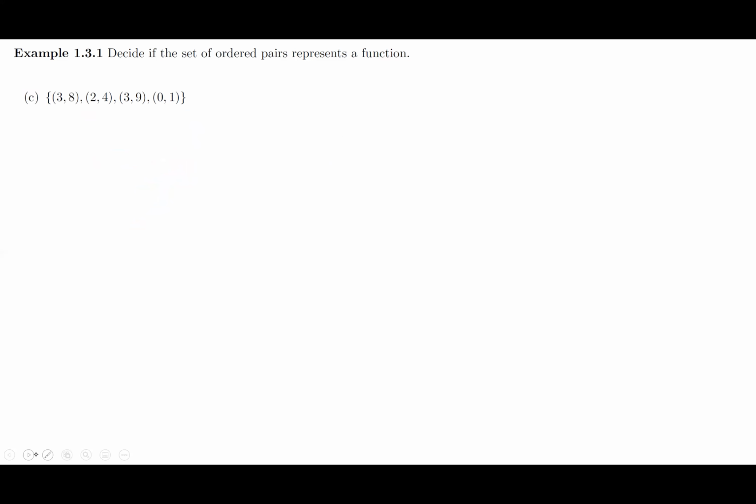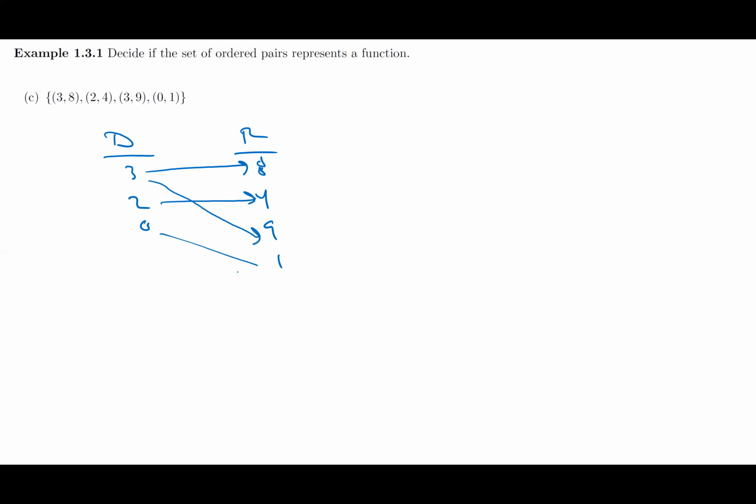How about C? We've got domain elements 3, 2, 3, 0. So I don't need to repeat 3 if I've already got it in my set. And my range 8, 4, 9, and 1. So we have 3 going to 8, 2 going to 4, 3 going to 9, and 0 going to 1. So 3 gets sent to 8 and 9. So this is not a function, okay?